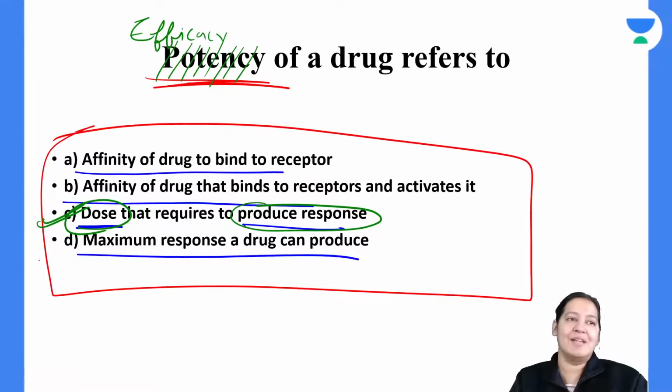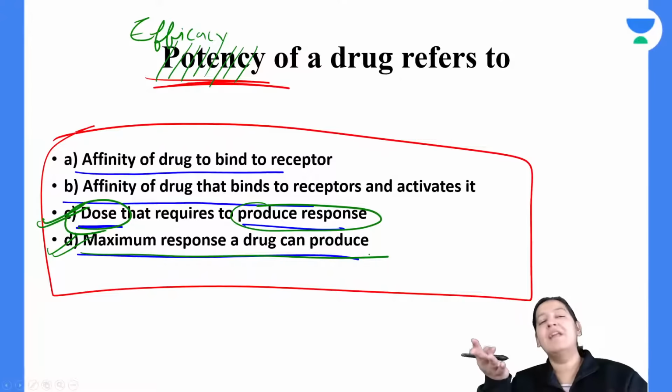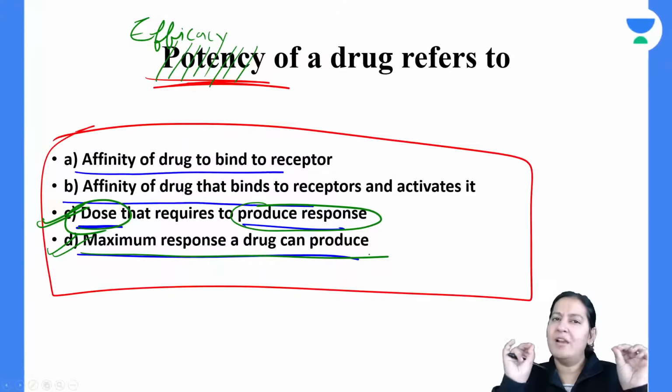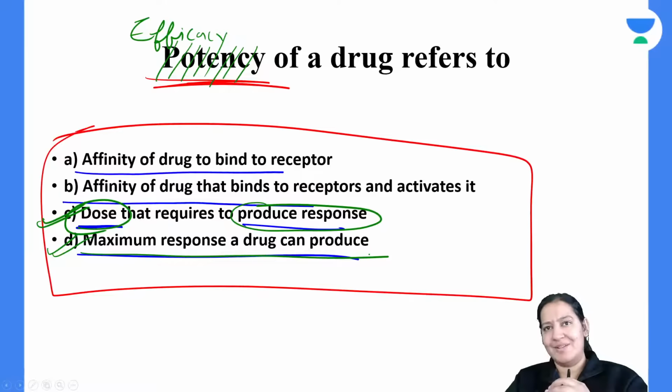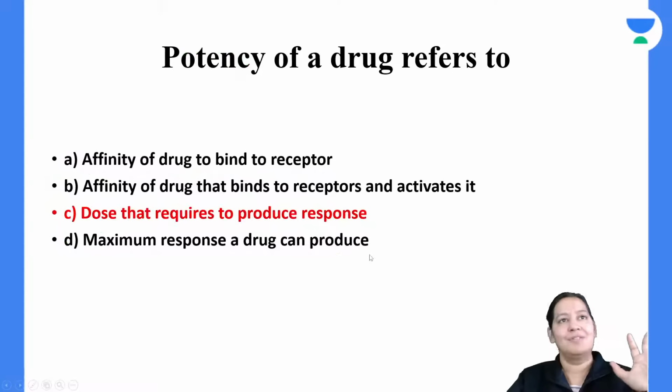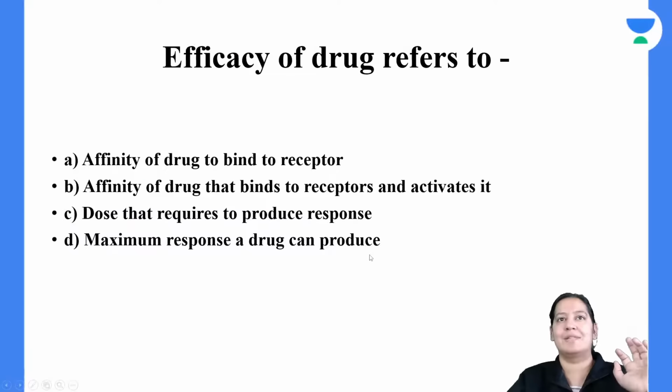In this scenario, your answer will become D. It is the maximum response produced by the drug. So C, yes, Amreen, very good. So you can see a little bit of change in the question is changing your answer, right or not? So that is the thing. So for potency versus efficacy, here the response is C. The same question, I have already put this question. So for response, efficacy, the answer will be D.